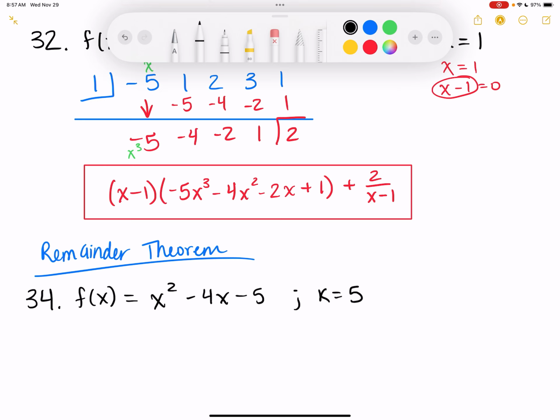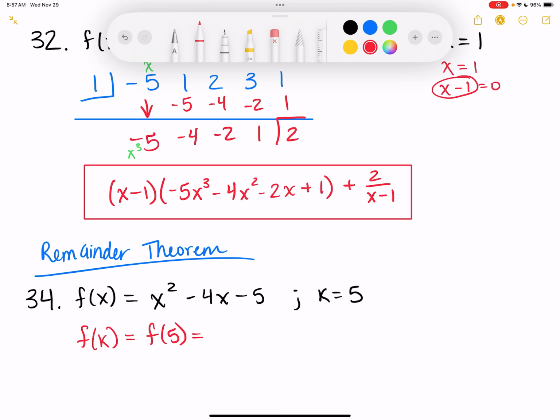Also, just something to point out: if a term is missing in this, it doesn't matter. We don't need to worry about it. We're just plugging it in wherever there's an x. So the remainder theorem says I do f of k, which in this case is f of 5. So anywhere I see an x, I'm putting a 5.